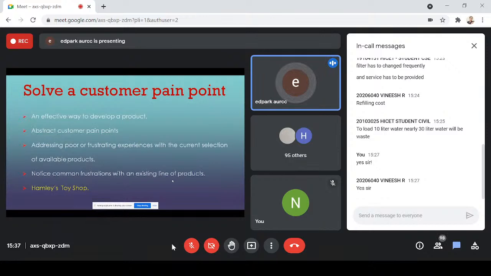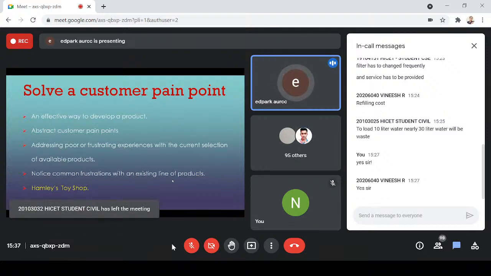Let me come to the same example. Solve a customer pain point. Like the 5 individuals said, they are facing pain points in changing the filters. It would cost around 7,000 rupees, plus the wastage of water. So in this way, I can take this as a challenge and come up with a solution for the challenge and develop an idea. And from that idea, you could channelize the idea of converting it into a prototype. So this is an effective way to develop a product.